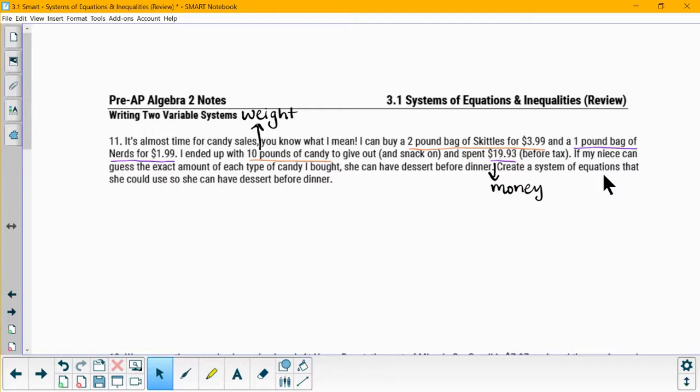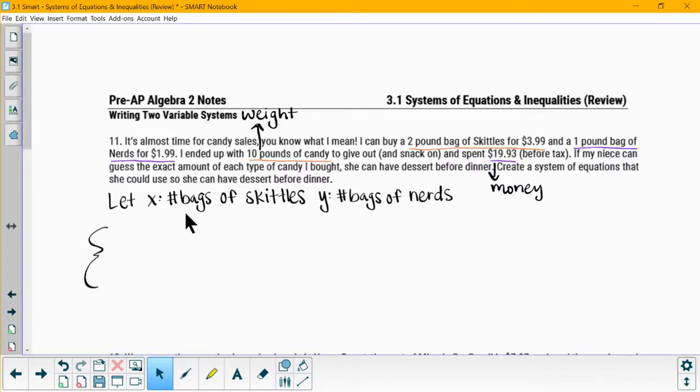So the first thing you're always going to want to do is define your variables. So I said let x be the number of bags of Skittles, let y be the number of bags of Nerds. So I'm going to have two equations. I'm going to have one for weight and one for money. Since the Skittle bags are 2 pounds, 2x is going to represent the weight of Skittles. And since the Nerds bags are 1 pound, 1y is going to represent the weight of Nerds. So when I write this equation, I'm going to end up with 2x plus 1y is going to have to equal 10.